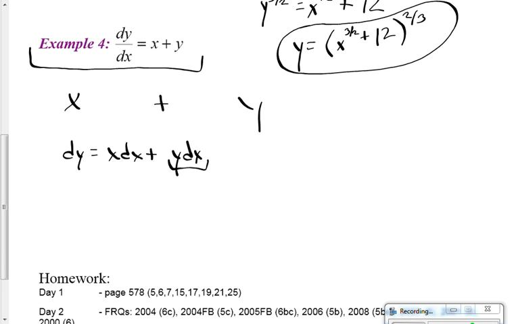Now, that's the bad news, that this is not a separable differential equation. The good news is, on your AP exam, they want you to solve a separable differential equation. If they ask you to solve a separable differential equation, what are they going to give you? A separable differential equation. Okay? So they're not going to give you one of these, but I wanted to put it in here just to get a feel for it.